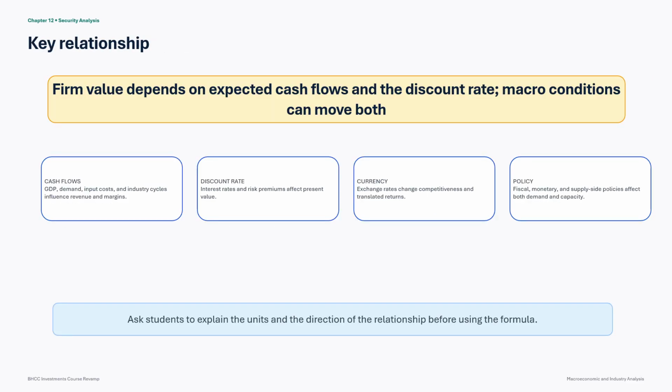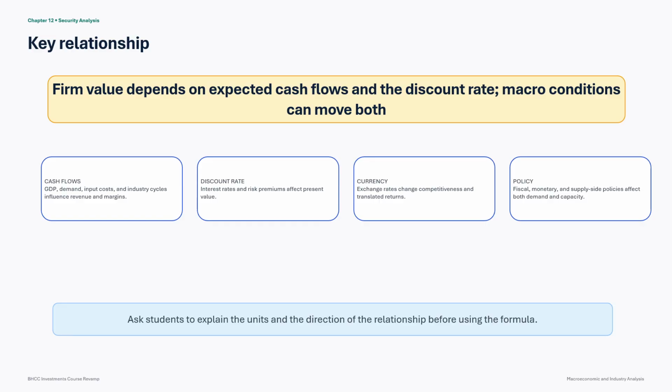The key relationship on this slide is simple but powerful. Firm value depends on expected cash flows and the discount rate, and macro conditions can move both. Start with cash flows. GDP growth, consumer demand, business investment, employment, input costs, and the industry cycle affect revenue and margins. A stronger economy can lift volume, but the benefit depends on capacity and competition.